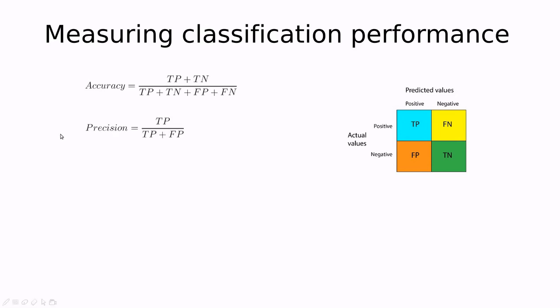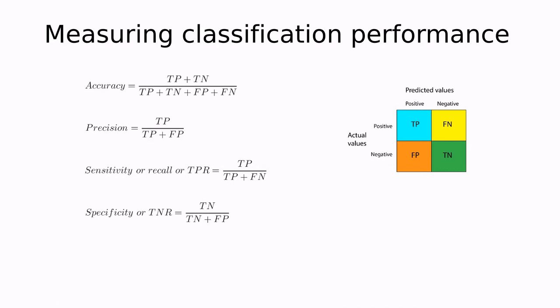Another interesting metric is precision, that tells us the true positives divided by true positives plus false positives, okay? This precision is giving us information about how good is our classifier computing positives. We have also sensitivity, also called true positive rate, that tells us the number of true positives divided by true positives plus false negatives.